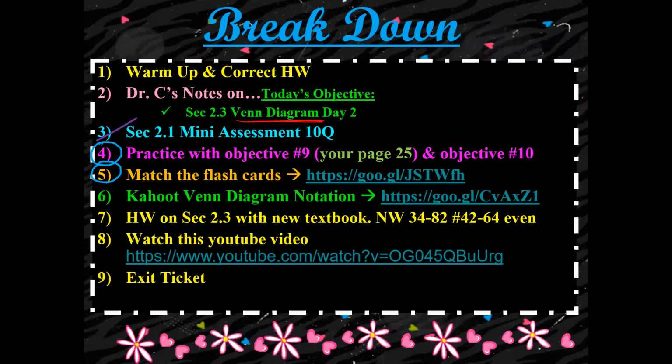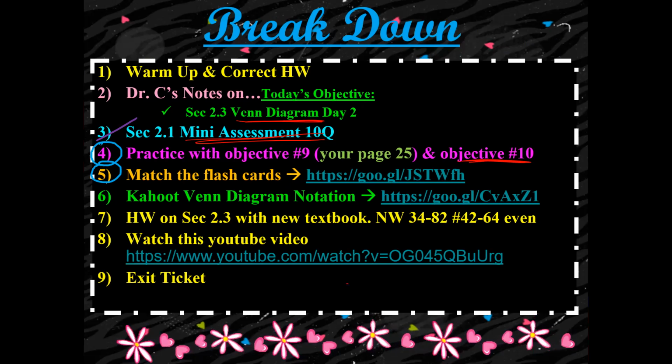You have a mini assessment, which is going to be 10 questions, okay? You're going to be practicing your objective number 9, which is on page 25 of your guided notes, and also objective number 10. We will correct both of those next class. I do have a match flashcard right here. Keep in mind the capital JSTW, lowercase FH. You can go ahead and practice with it.